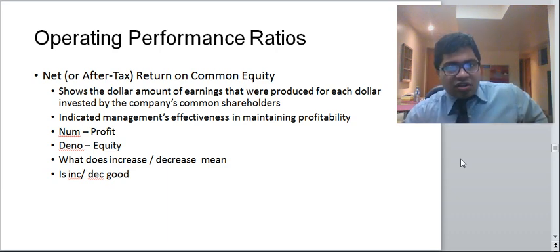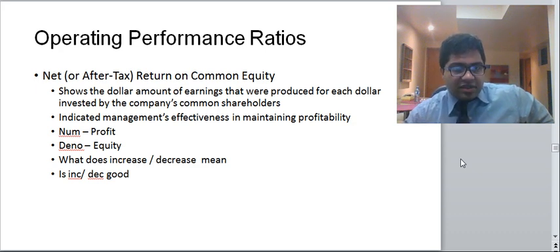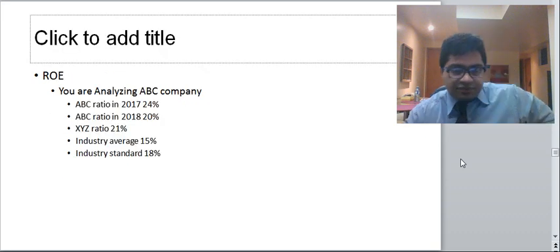Next is return on common equity. It shows the dollar amount of earnings that were produced for each dollar invested by the company's stockholders. So it is how much percentage return the company gives you for the amount of money you invested as a shareholder. The more the return, the better it is for you. In the numerator you have profits and in the denominator you have equity. So as an investor I would want more profits and a lesser amount of equity. So an increase is generally good and a decrease is bad.